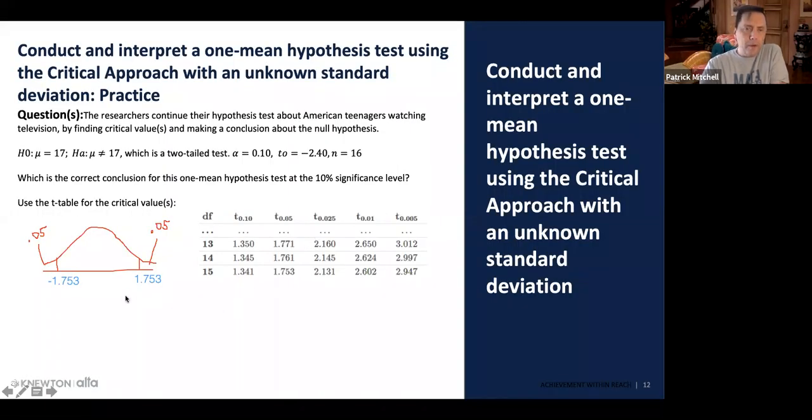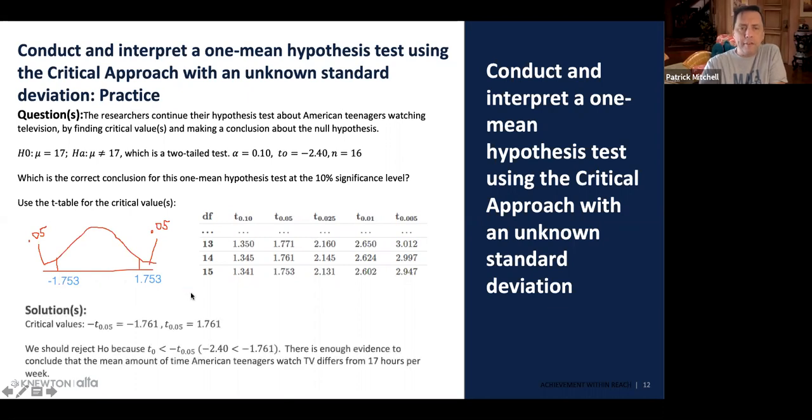Okay, there we go. Sometimes when I use the drawing tool or write text, my mouse disappears and I sometimes have a hard time finding it. So my 2 critical values are plus and minus 1.753, which is a little different from what they got. I think they looked at the wrong row. They looked at 14 degrees of freedom.